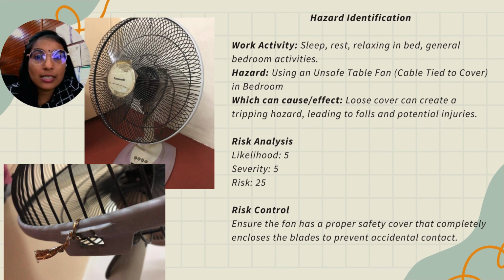Okay, now next one is using an unsafe table fan, with a cover tied by cable or plastic rope, in the bedroom. A loose cover can create a tripping hazard leading to falls and potential injuries. Likelihood will be 5, severity 5, so total risk will be 25. So for risk control, ensure the fan has a proper safety cover that completely encloses the blades to prevent accidental contact.